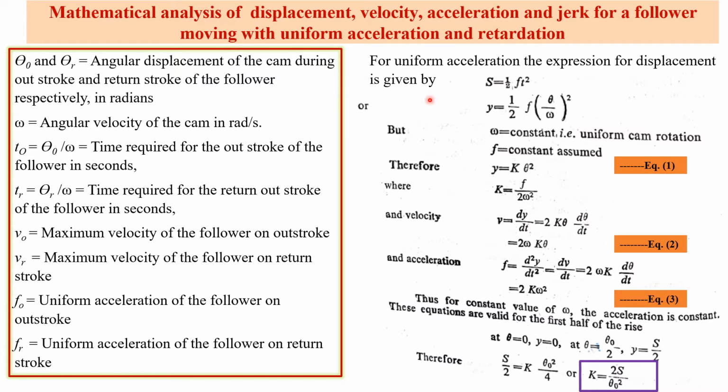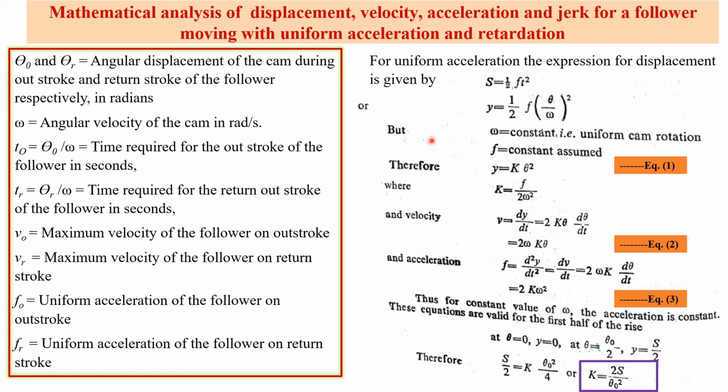Now, for a follower which is moving with uniform acceleration and retardation during its rise and return, the expression for the displacement is given by the second law of motion, s equal to ut plus half ft square. Here the initial velocity u of the follower is 0, so the displacement s is equal to half ft square. Now, the displacement of the follower at any instant can be represented as y. So y is equal to half f, with t replaced by theta upon omega, whole square.